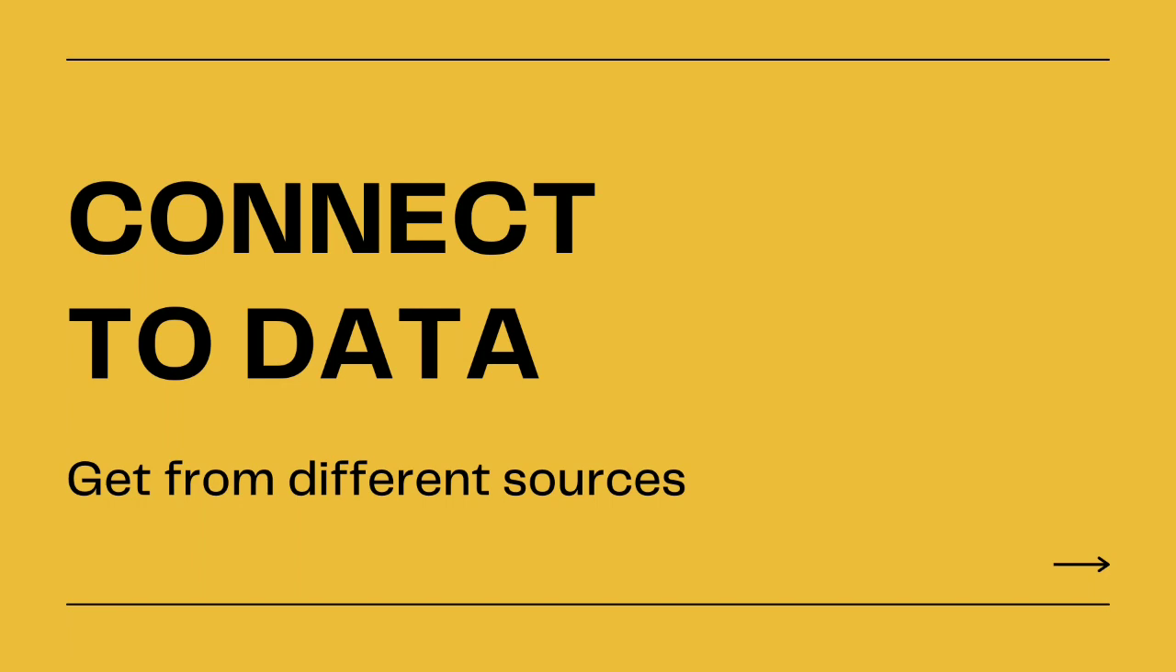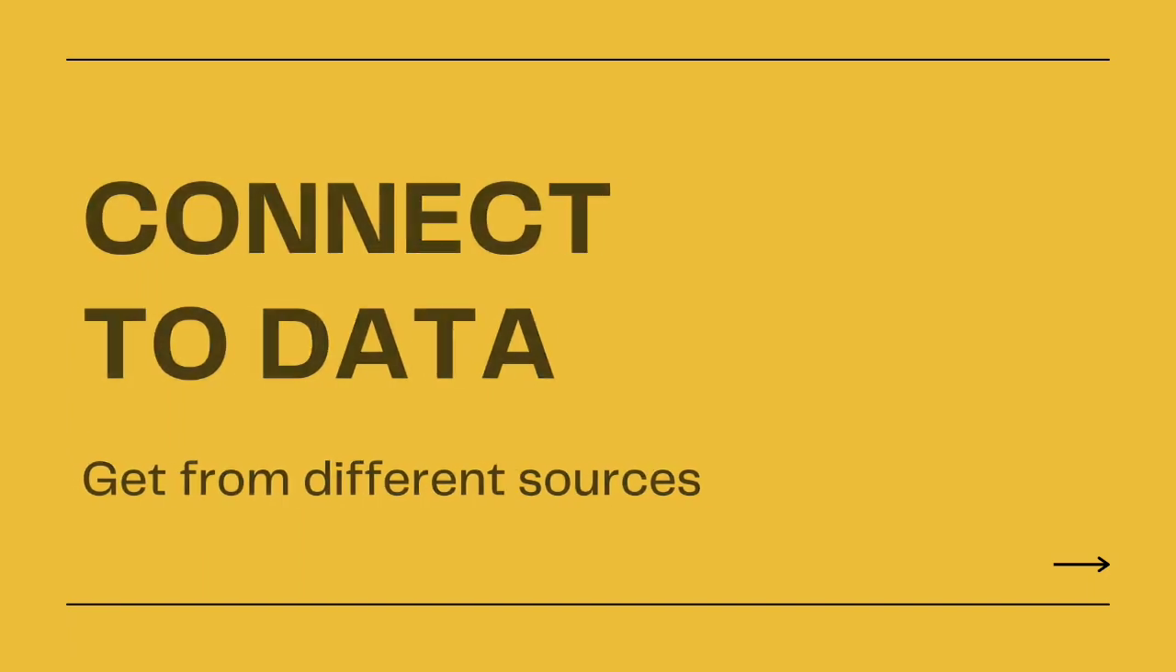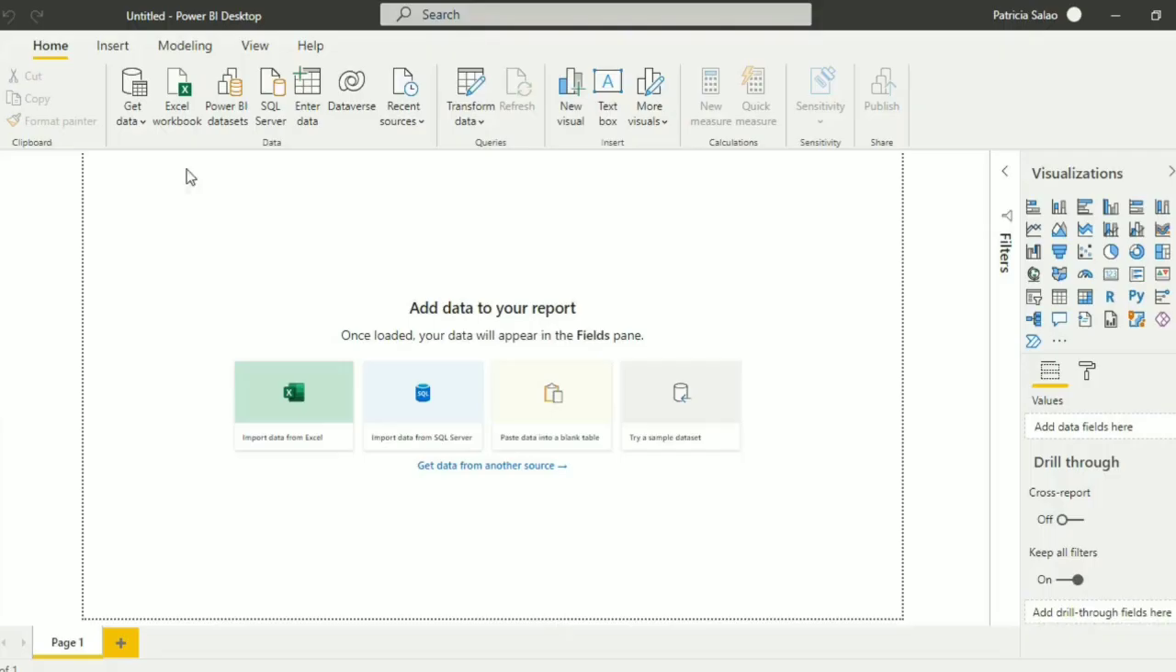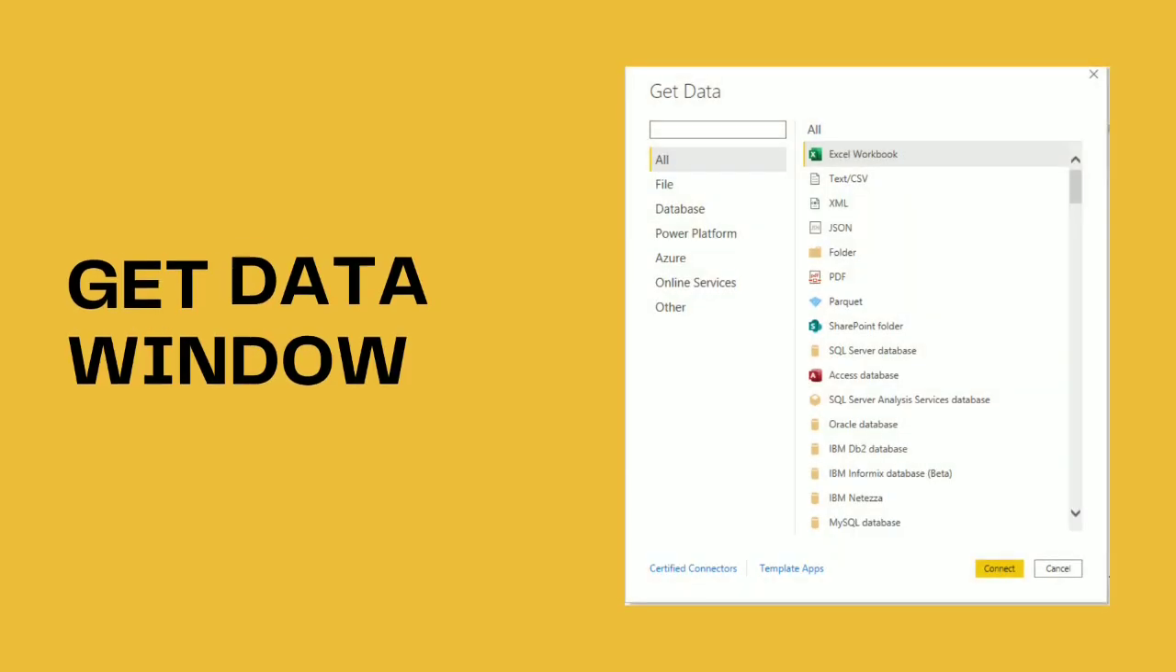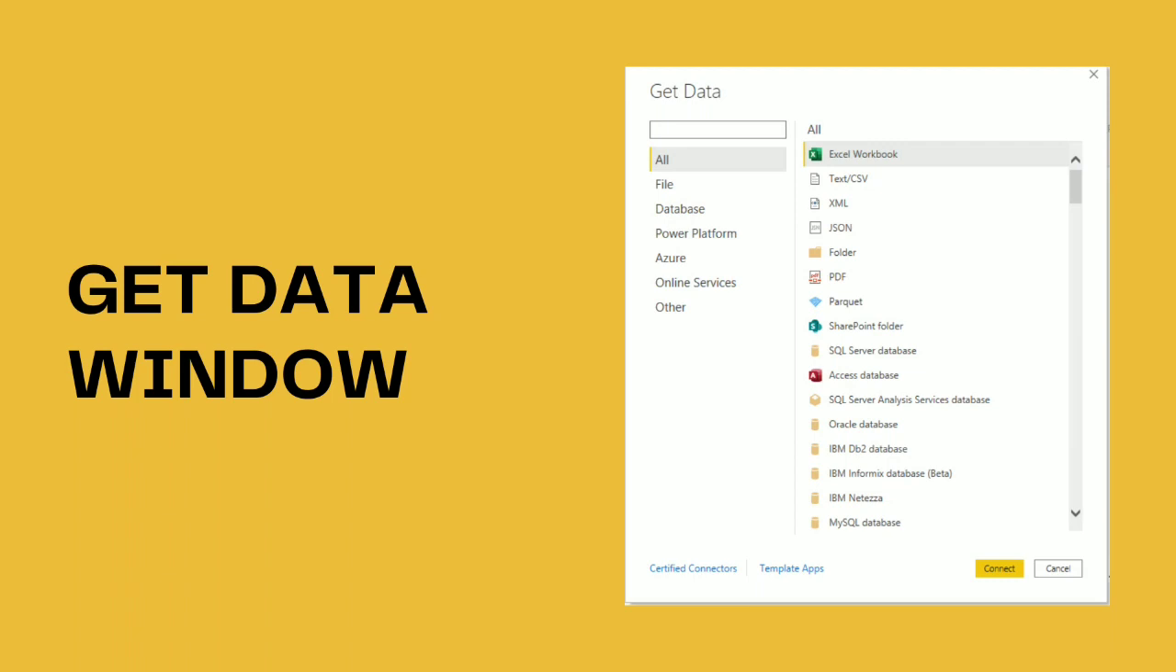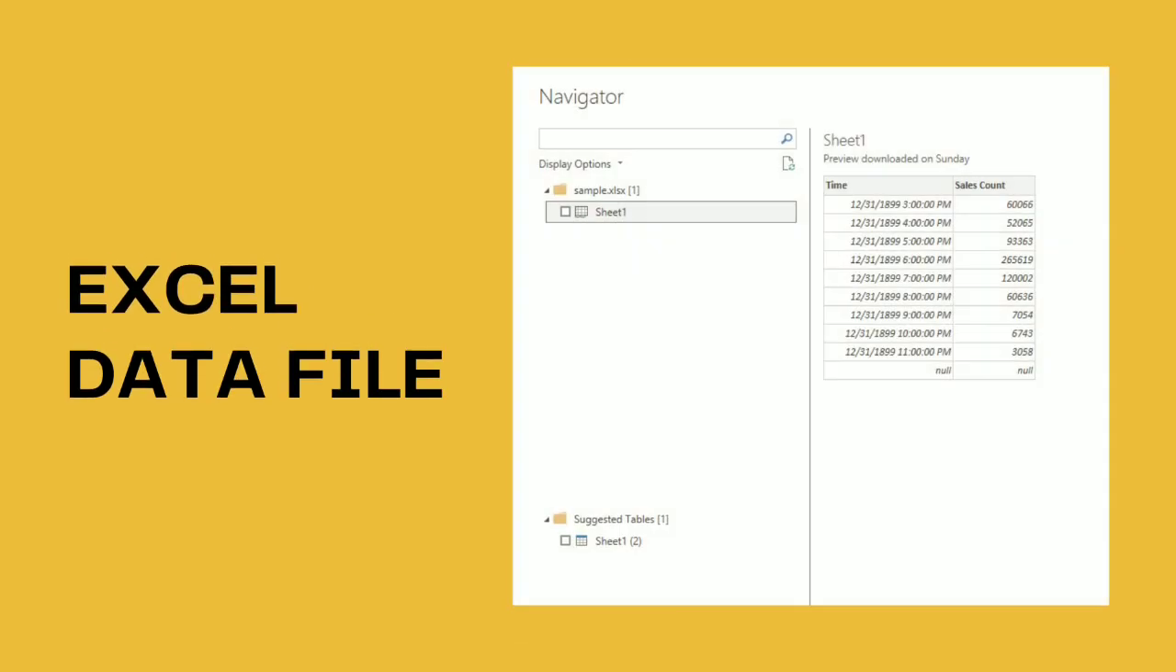The first step in getting started with Power BI Desktop is to connect to data. It allows you to connect to a variety of data sources. From the Home ribbon, select Get Data then More. This will show you the Get Data pane, which will let you choose among the categories where you can get your data. For this demonstration, I will use this Excel file.